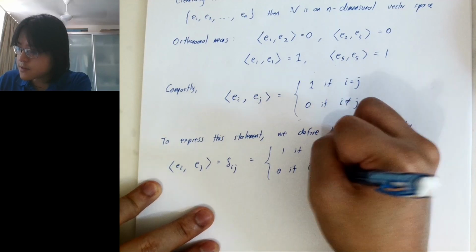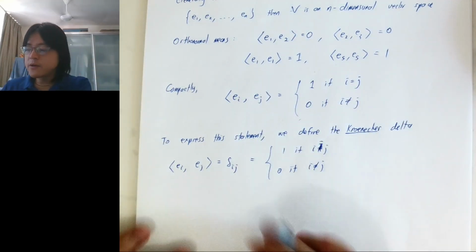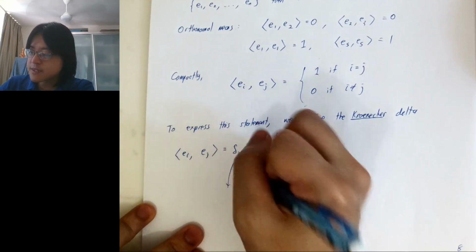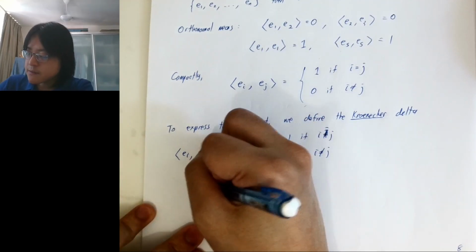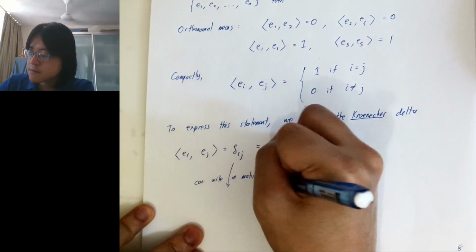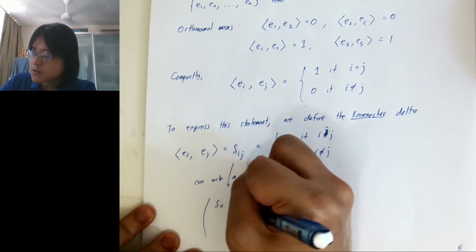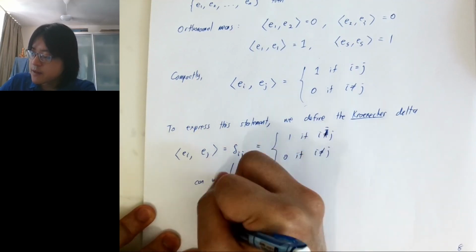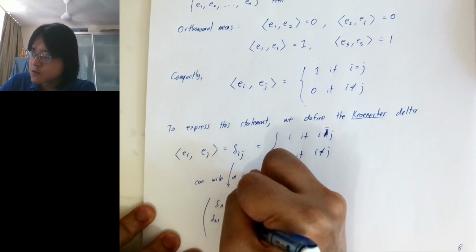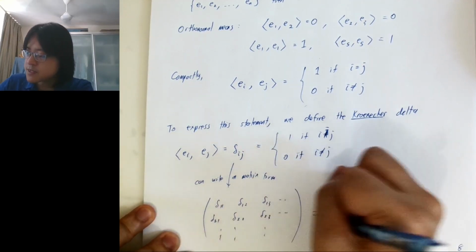Equals, this is not equal, right? You can write this in matrix form as well. It's just the identity matrix. So in matrix form it is delta 1 1, delta 1 2, delta 1 3, right, delta 2 1, delta 2 2, delta 2 3, and so on and so forth. Then you just get the identity matrix.